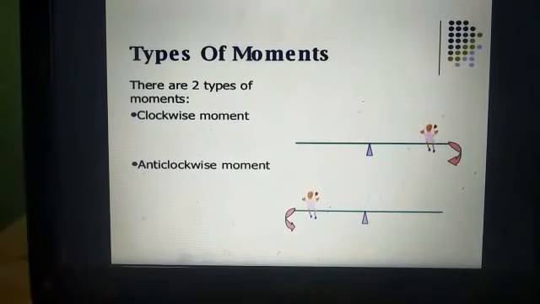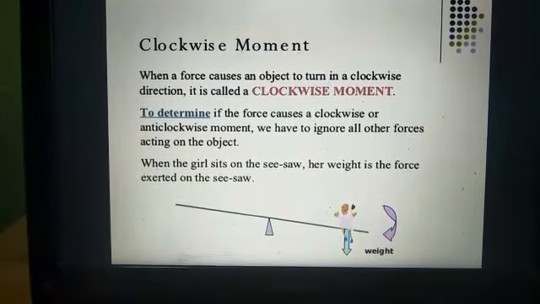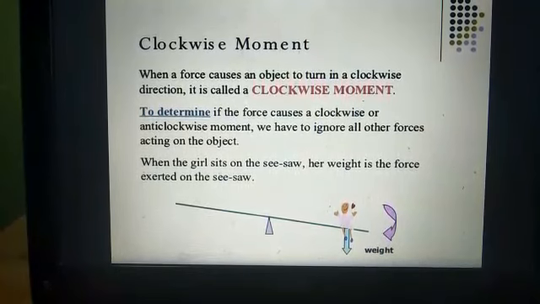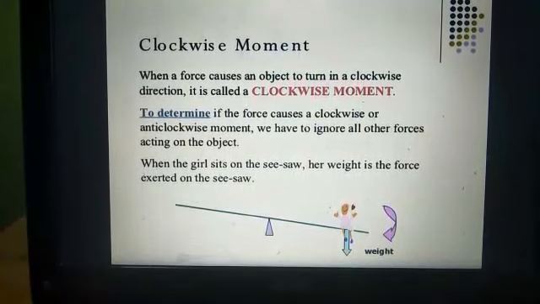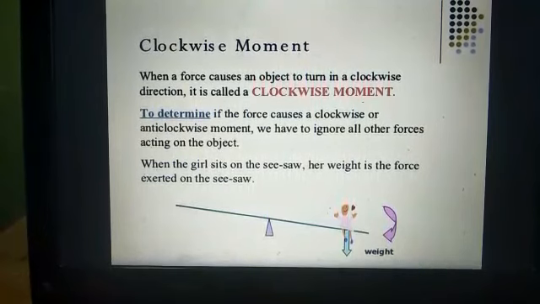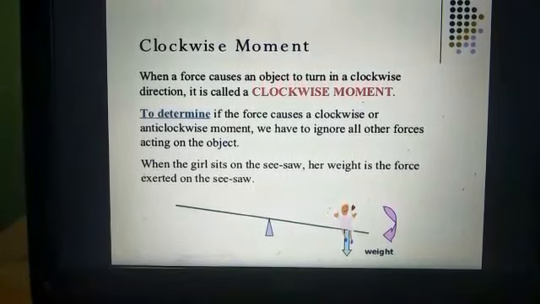There are two types of moment. One is clockwise and another is anti-clockwise moment. When a force causes an object to turn in a clockwise direction, it is called clockwise moment. The girl sits on the seesaw. Her weight is the force exerted on the seesaw and we observe the clockwise moment.